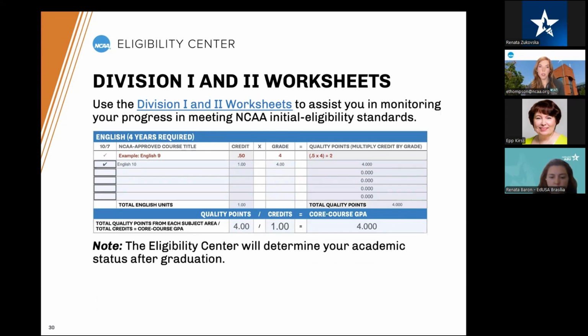So an example would be if you took English 10 for 1 credit and you got an A, which is worth 4 quality points, which I'll talk about in upcoming slides. That would mean, if you got the highest grade possible in your country or your school for an A, that course would be a 4.0. And we'll talk about those conversions later, but that would be your core course grade point average. Again, we would look at all of the required subjects, but that's how you would input courses to determine a GPA.